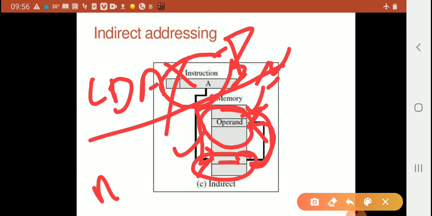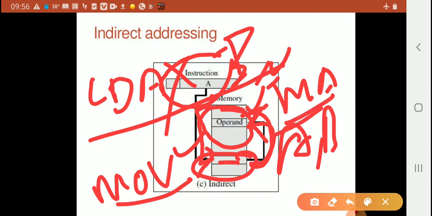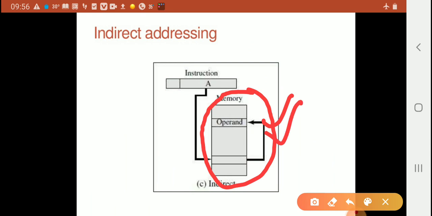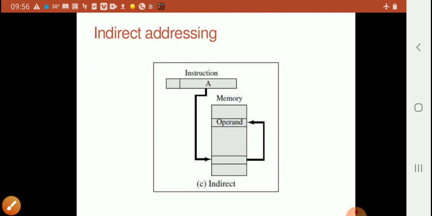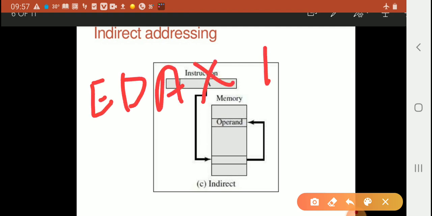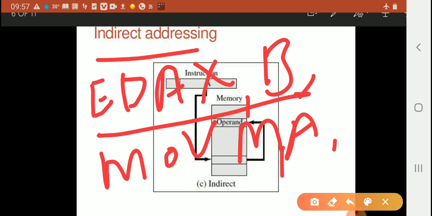Suppose the next example is MOV M, A. That means store the content of the accumulator into the memory location pointed to by this register pair M. Since any data stored in a memory location is indirectly reached through the operand during execution of the instruction, that means indirect addressing mode. For example, write down LDAX B and MOV M, A. This is an example of indirect addressing mode.